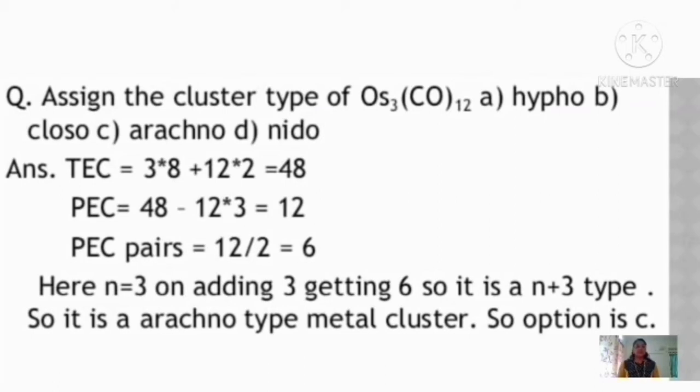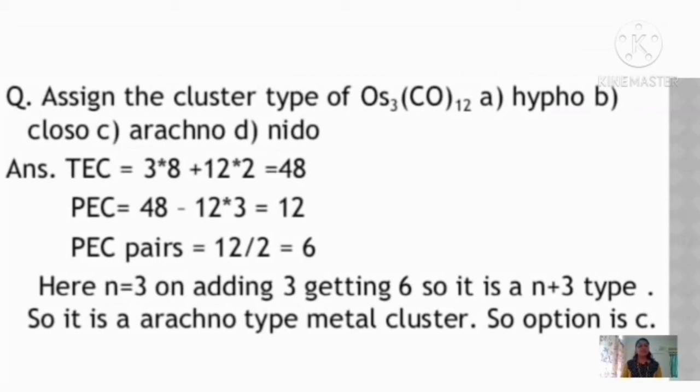So on finding the total valence electron count, we can take it as 3 into 8, because 3 metal atoms are there, each will give 8 electrons. So 3 into 8 plus 12 carbonyl groups are there, each will give 2 electrons, so 12 into 2. So it will be equal to 24 plus 24, that will be equal to 48.